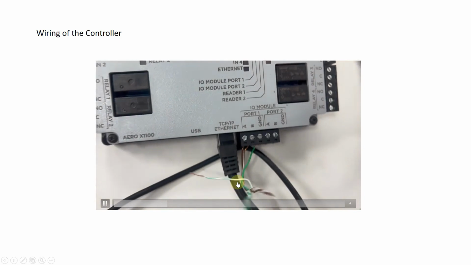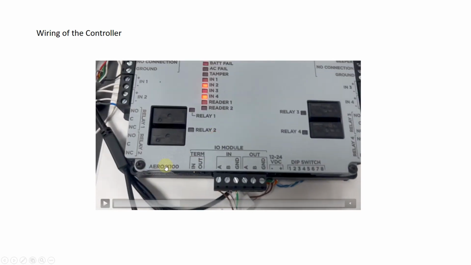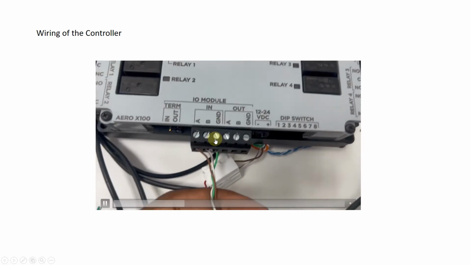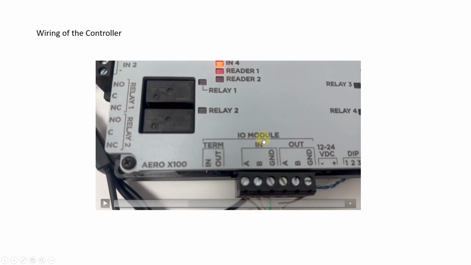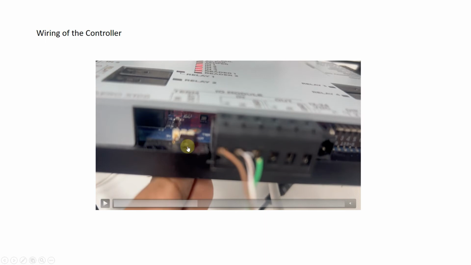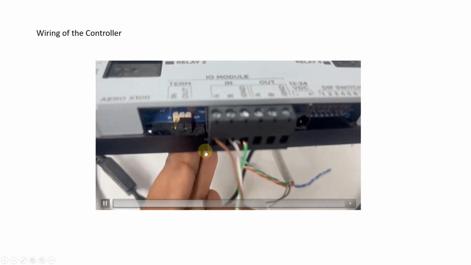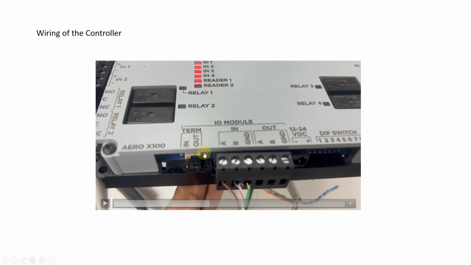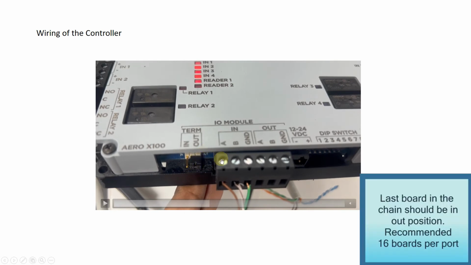Where does this wire go to? It goes to the subcontroller X100, in the input. I have only one board, so the final board should have the pin in the out position. If you have another board, take it from here, go to the in of the second board, and if that board is the last one, change the jumper pin to the out position.